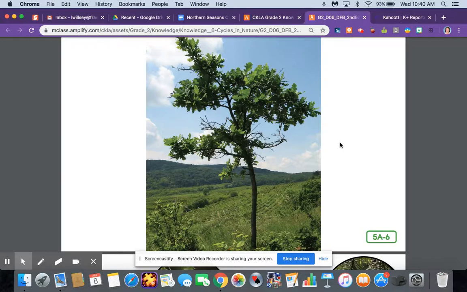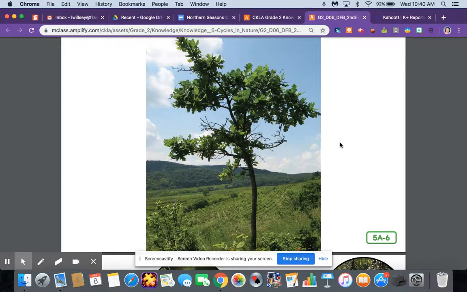A tree sapling's bark is smooth and its trunk is flexible, meaning it can bend more easily than a mature tree can. When something is flexible, that means it can bend or move easily. Once a tree is considered mature, it may flower and produce fruits, nuts, or cones. Some trees simply produce seeds.